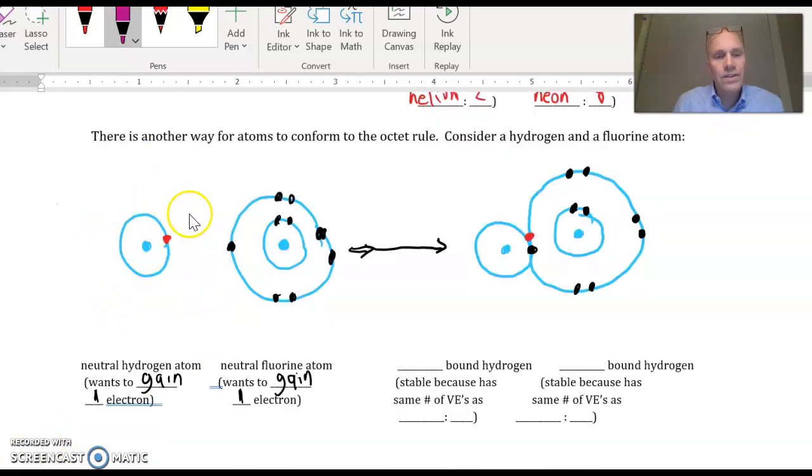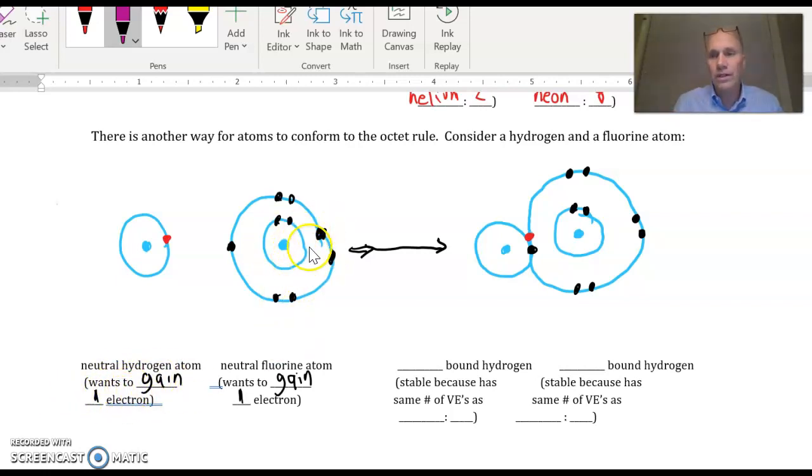So let's take a look at this atom right here. This would be a neutral hydrogen atom. It's got one proton and one electron. This guy right here is neutral fluorine. In terms of the octet rule, we could see that hydrogen would want to gain one electron. On the periodic table, its closest noble gas is helium right over here, and helium has 2 electrons. That's why it wants to gain 1 electron.